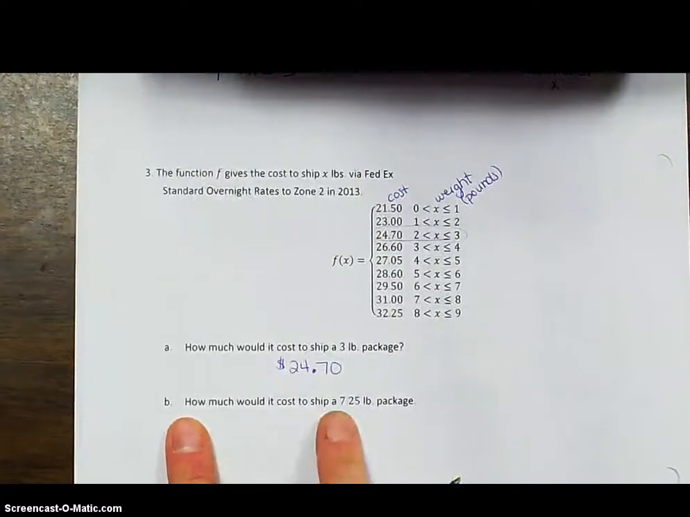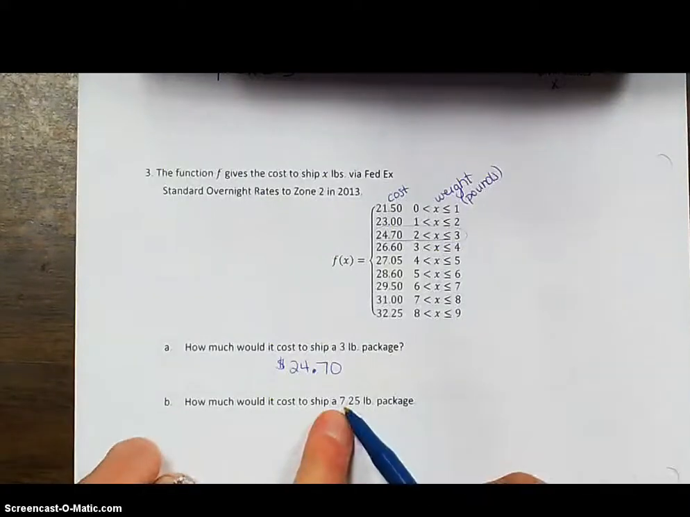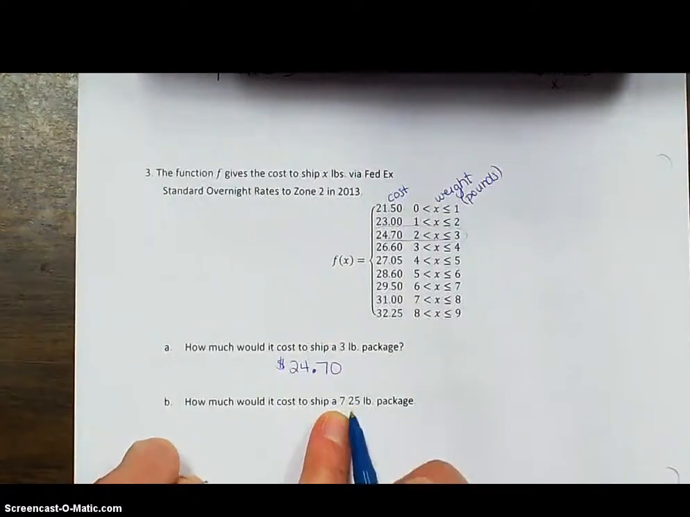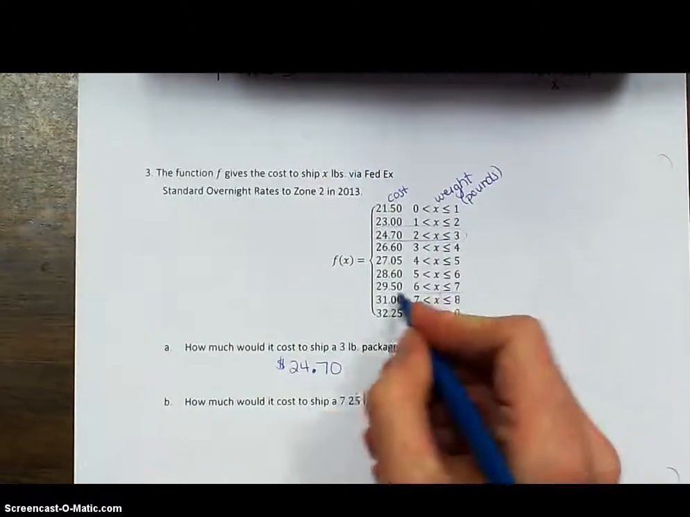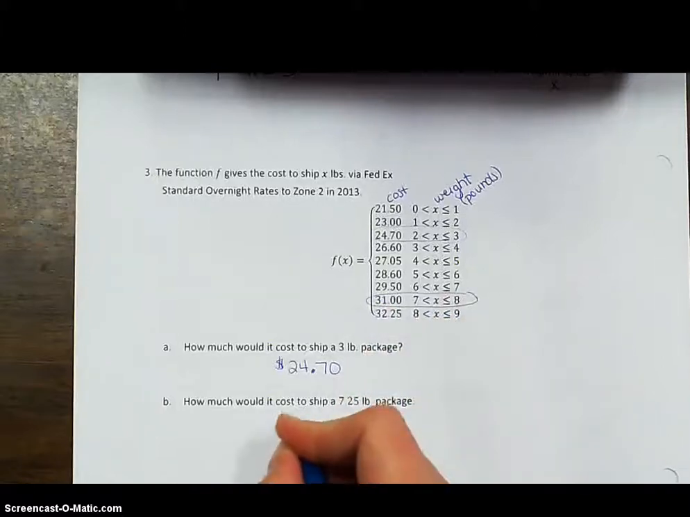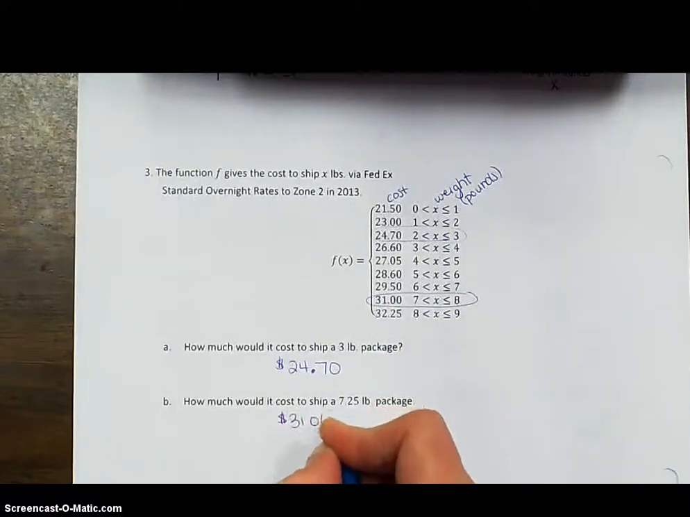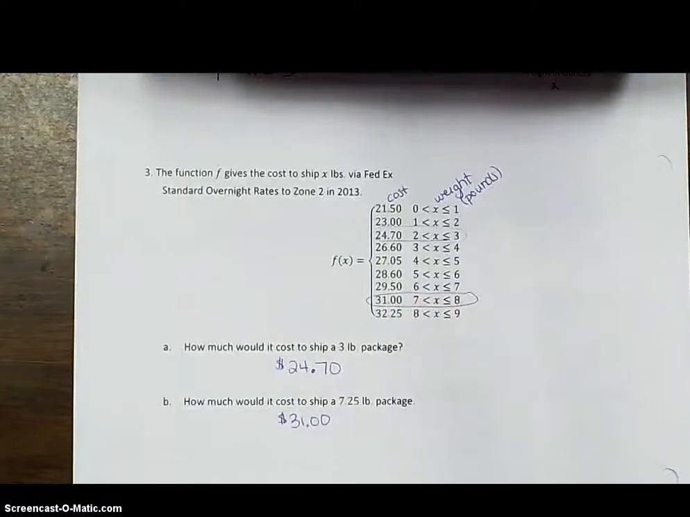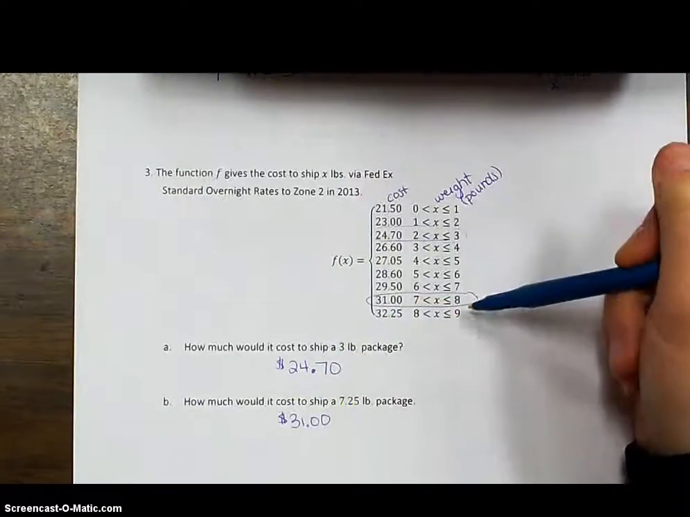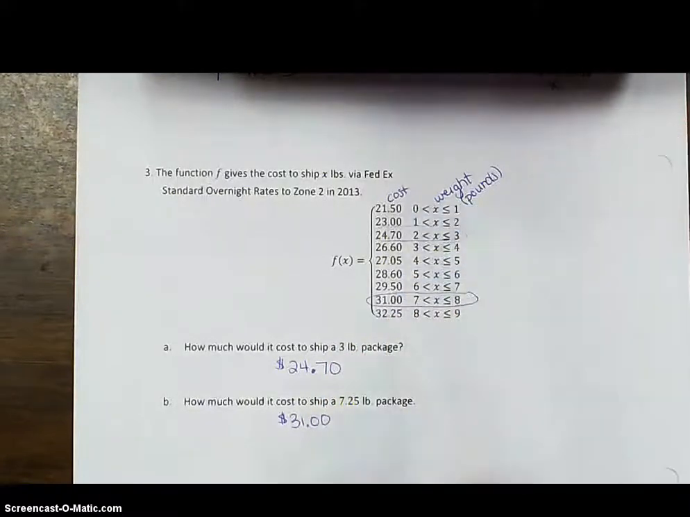All right, now let's take a look at the next one. How much would it cost to ship a 7.25 pound package? It's going to be more than 7, but less than 8. So where would that go? More than 7, less than 8, so that one would be right here. So it would be $31. So now the next time you walk into a FedEx store, now you know how to read the sign to know how much it would cost to ship your package overnight.